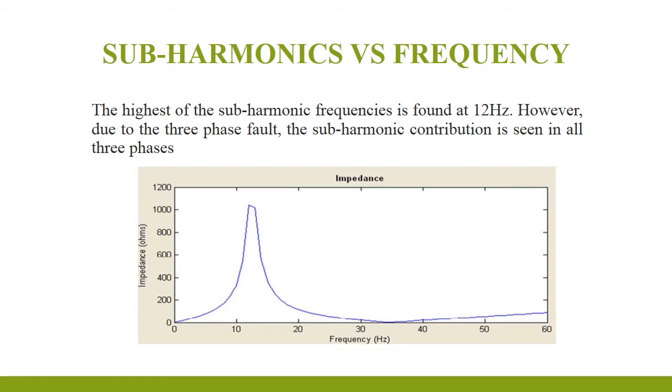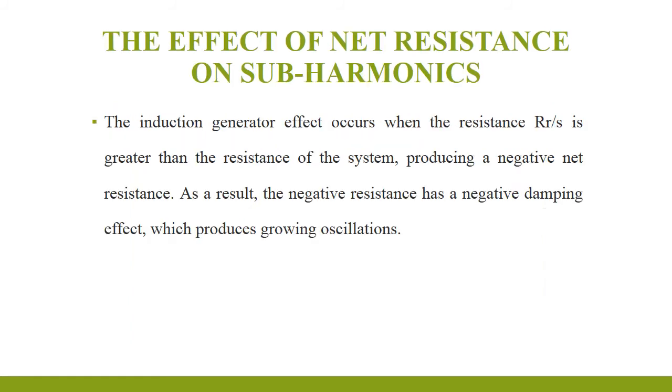Subharmonics versus frequency. The highest of the subharmonic frequencies is found at 12 Hz. However, due to the three-phase faults, the subharmonic contribution is seen in all three phases. The effect of net resistance on subharmonics: the induction generator effect occurs when the resistance is greater than the resistance of the system, producing a negative net resistance. As a result, the negative resistance has a negative damping effect which produces growing oscillations.